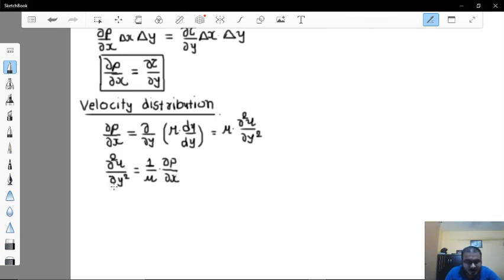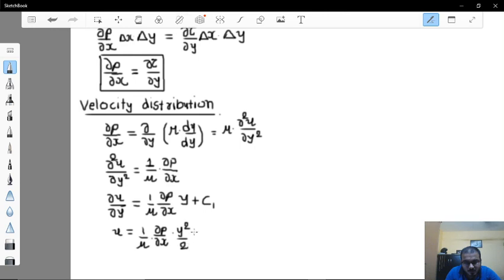Now we will be integrating this. So what we will be getting here is del u over del y is equal to 1 upon mu del p over del x into y plus c1, and here we will maintain the value of u for the second integration, which will give us u equal to 1 upon mu into del p over del x into y square upon 2 plus c1 y plus c2. That is the value of u.